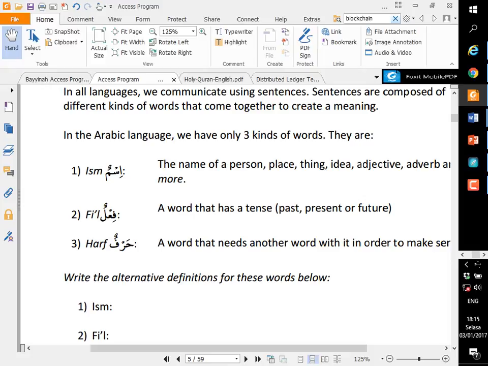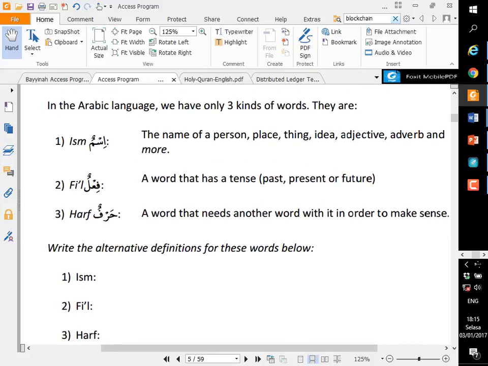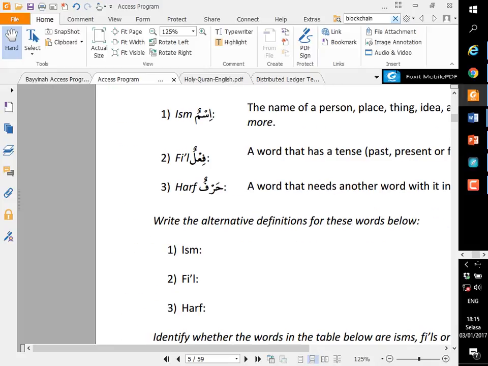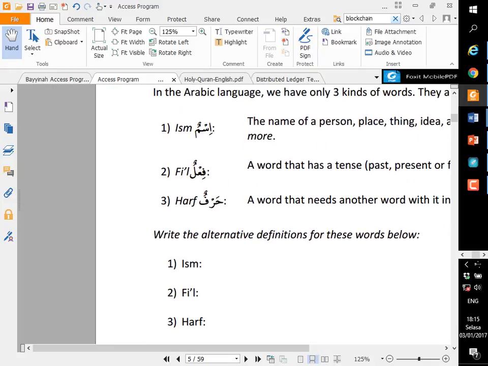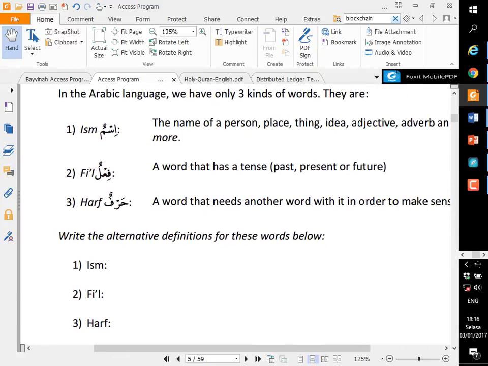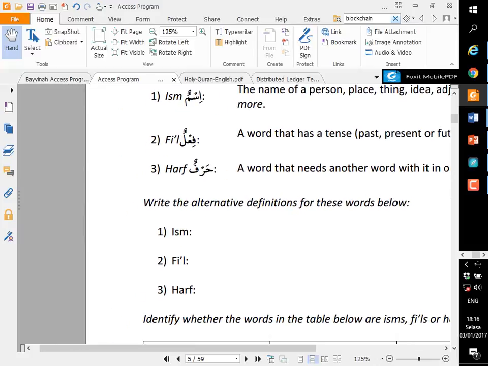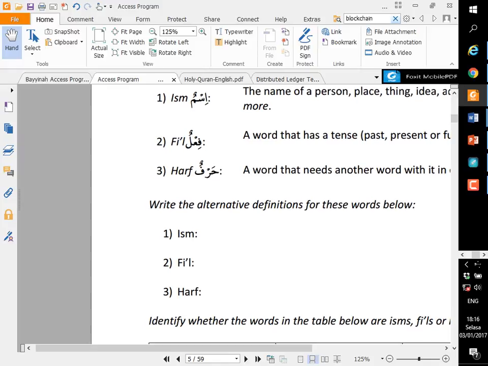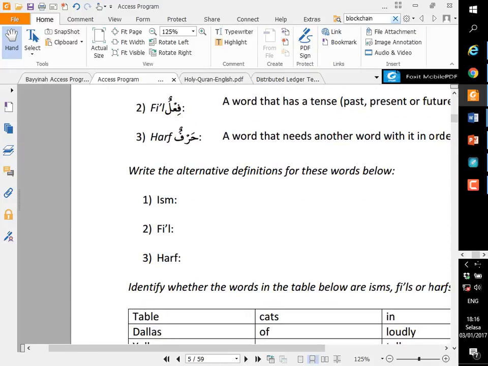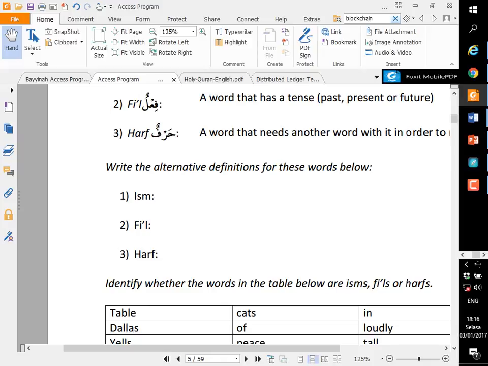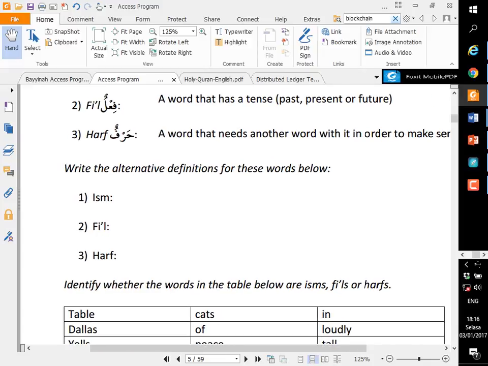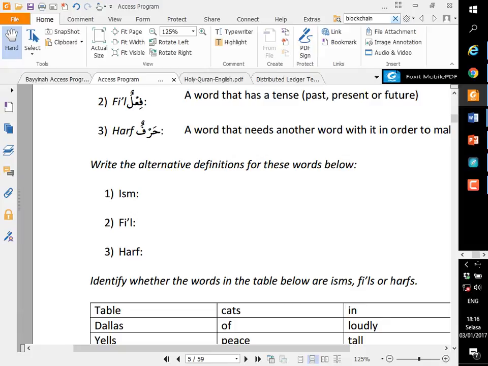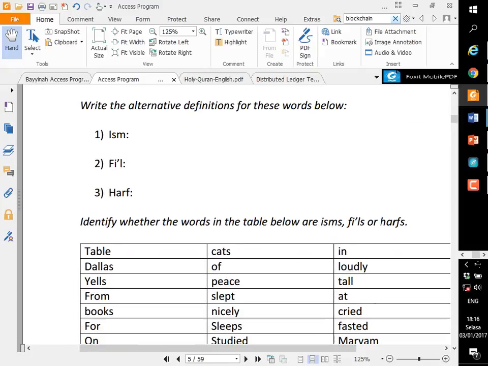The first one, what's the first one? It's ism. What is ism? So ism is any name, first name of person, place, thing, idea, adjective, adverb, and more. And there are also fi'l and harf. What is fi'l? Fi'l is a word that has tense. And then harf means a word that needs another word to be meaningful, to make sense. Like in English, we have a preposition, something similar.